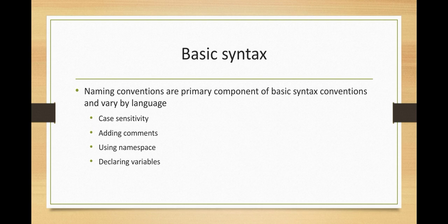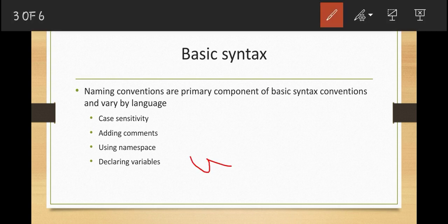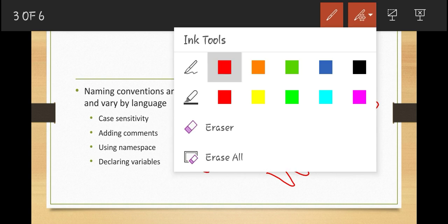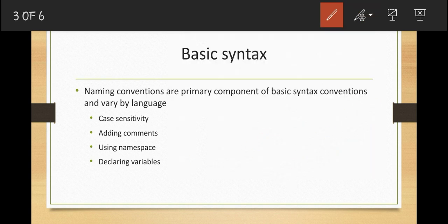Programming languages such as Java, C++, and Python are examples of languages that are case sensitive. Their identifiers differ in meaning if some characters differ. For example, think of this: you write the word world with a lowercase letter, and it differs from the word World with a capital letter. So case sensitivity is a very important thing to consider when you are dealing with programming languages such as C, C++, Java or Python.